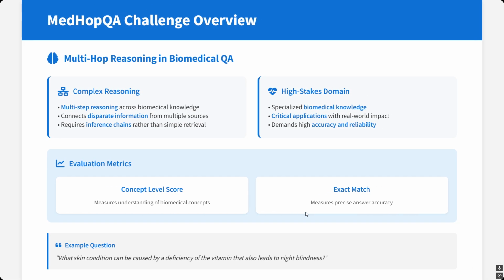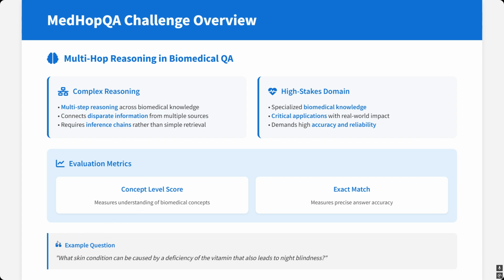Regarding the evaluation metrics, we had two types: the exact match and the concept level score. The exact match is pretty obvious, but the concept level score is just a more relaxed version of the exact match. So even if you do not have the exact wording, you can still get points.